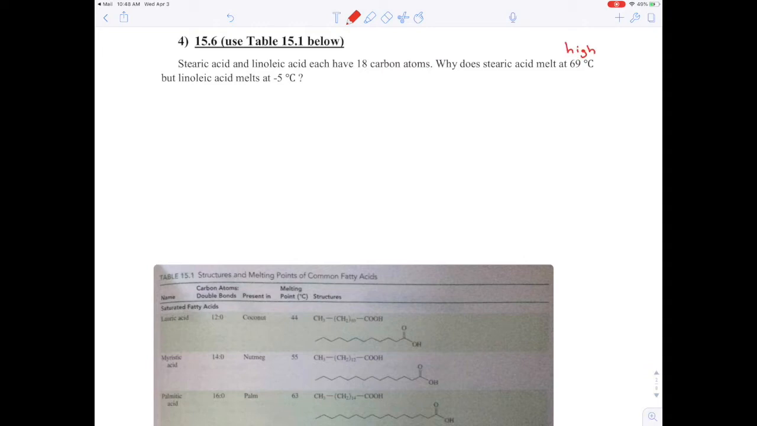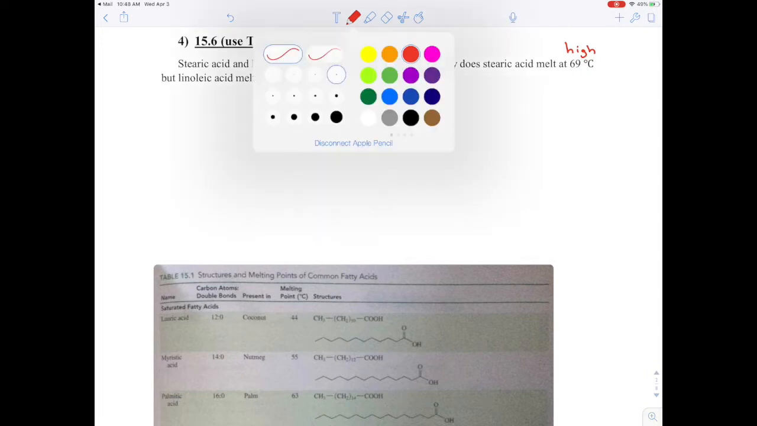Room temperature is 25 degrees Celsius. So you really have to heat that up in order to melt it. But linoleic acid melts at -5 degrees. That's pretty low, that's pretty cold. At 0 degrees Celsius, water freezes.